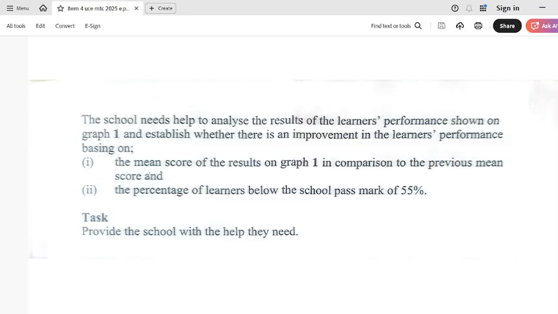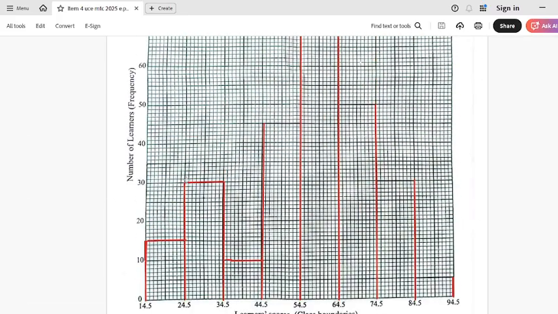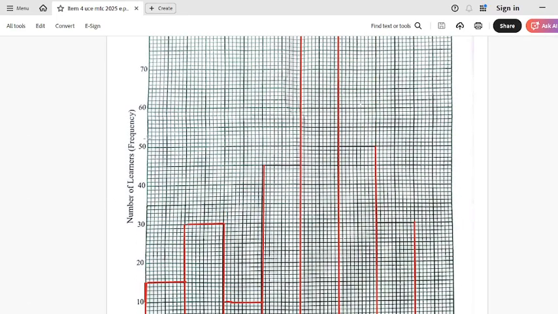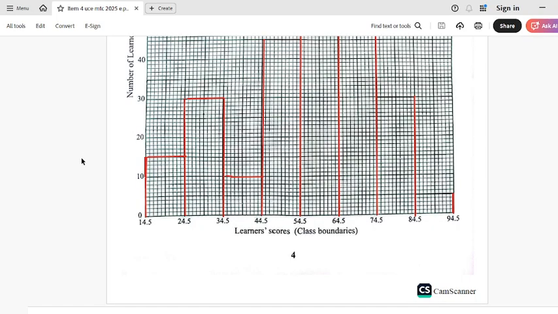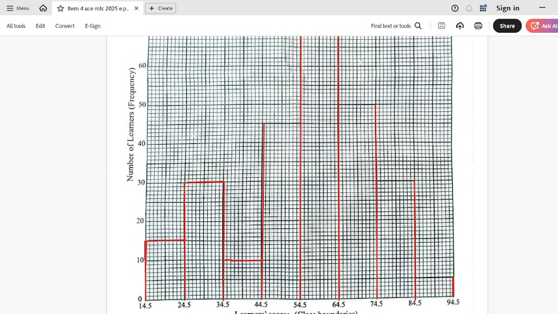It is saying the mean score of the results on graph 1 when you compare to the previous mean score. That means we need to get the average or the mean using the data provided on our graph. And how should we get the mean using that graph? Let's look at our graph. We have the number of learners, that is the frequency, and this frequency is against the class boundaries.